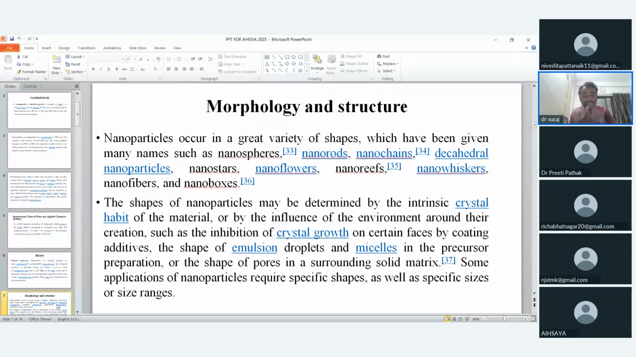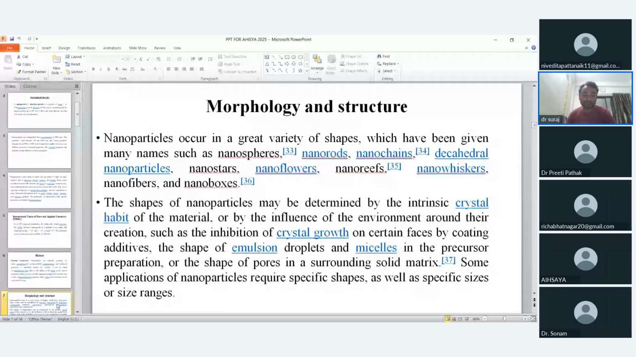Nano stars are in a star shape. Nano flowers are in a flower shape. Nano reefs are in a reef shape. Nano ring whiskers have a different arrangement of the particle size. Nano fibers, nano boxes, they have a cubic shape. So these are the different forms and different structures of these minute and massless particles.